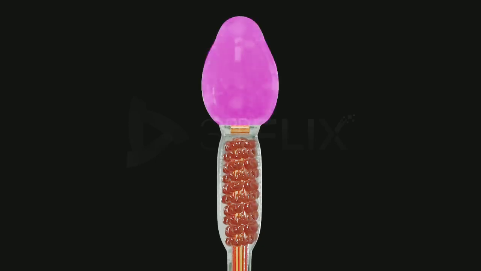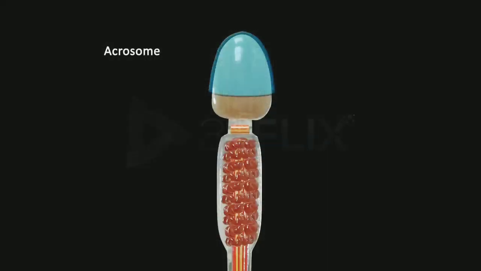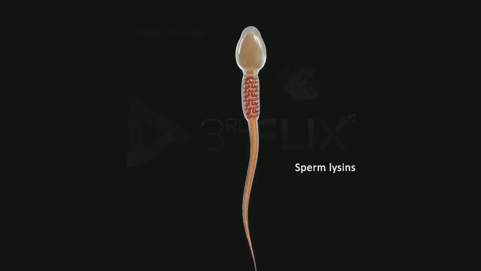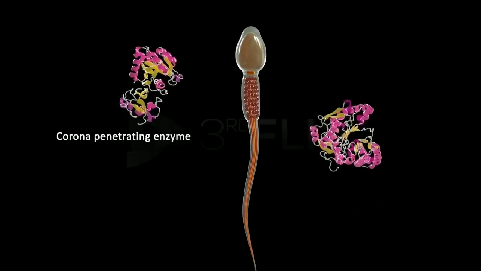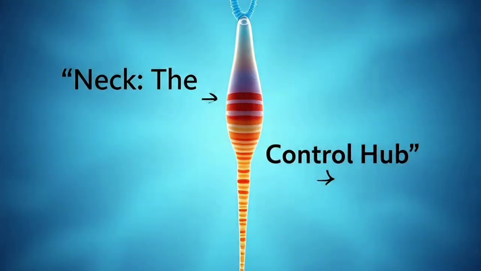On top of the nucleus is a cap-like structure known as the acrosome, which is formed by the modification of the Golgi complex. The acrosome contains enzymes collectively called sperm lysins, including hyaluronidase, corona-penetrating enzyme, and acroin, which help the sperm penetrate the egg. The neck of the sperm is the smallest region.